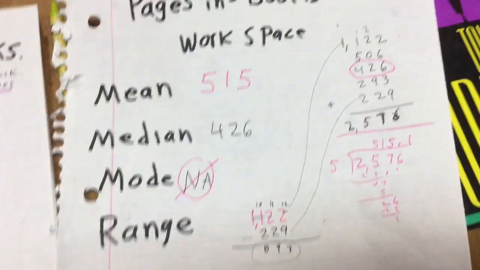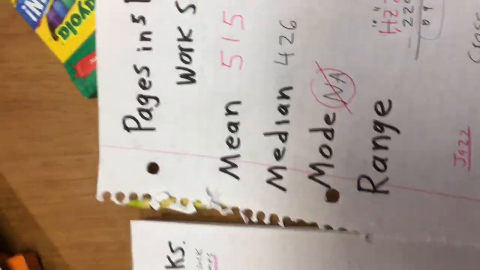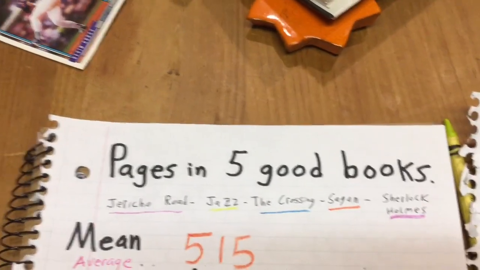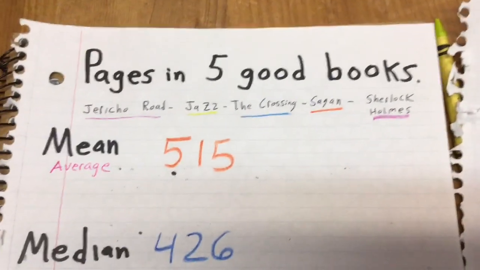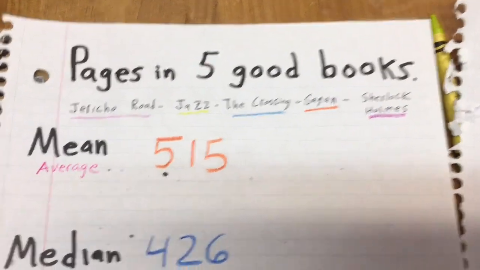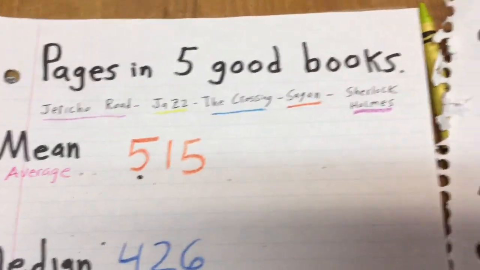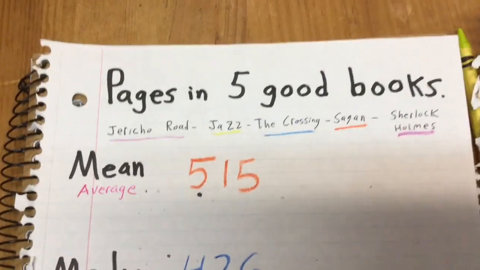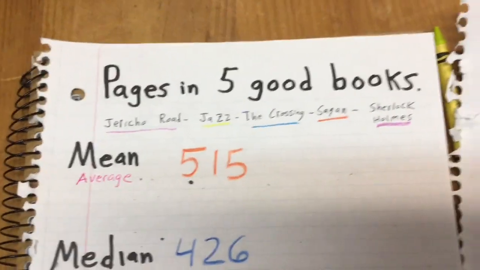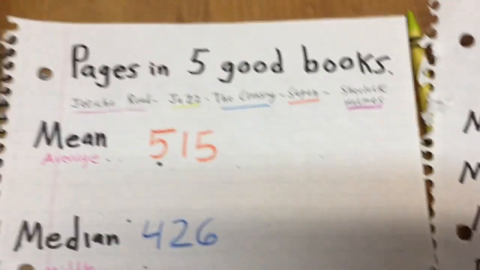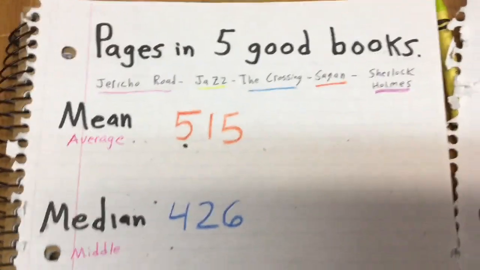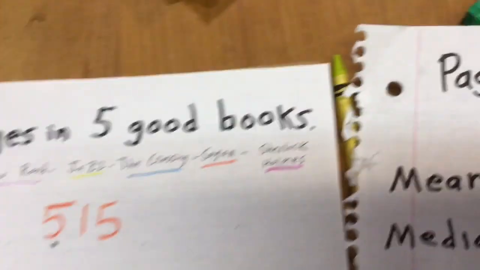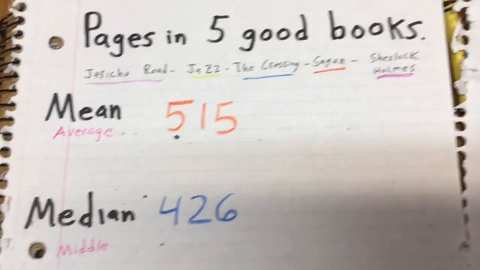Now that all our math is done, so to speak, let's just transfer everything over to our final copy. So up on the top is my title. I couldn't think of anything more clever than pages in 5 good books. Please label what you're using. So if you got 5 cities, population, label the cities. If you're using the height of your families in inches, label everybody in your family. Whatever you're using, tell us the 5 things that you're using, please, okay? So those are the titles of my books, because I picked books. Those are the things I used.